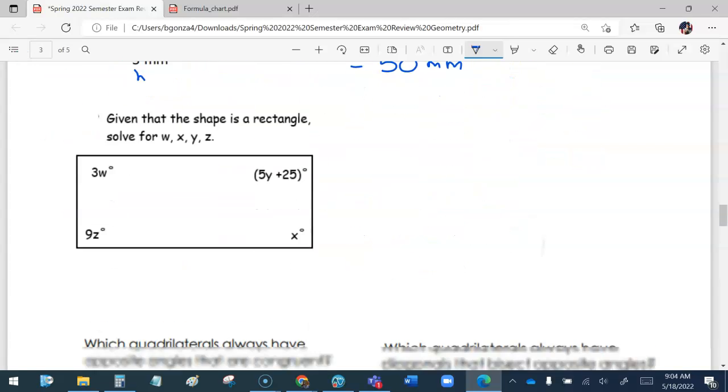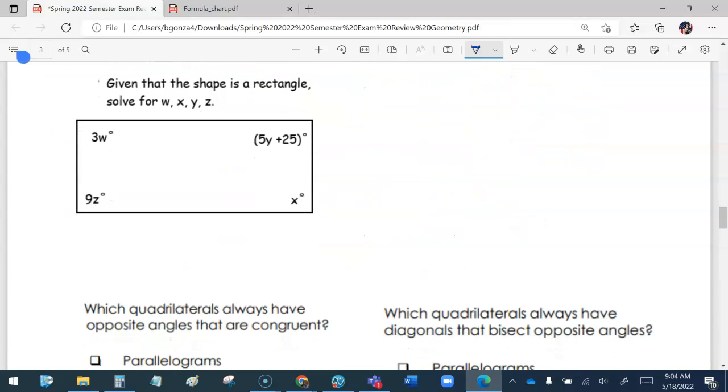All right, next one. Given the shape is a rectangle, well, what do I know about rectangle angles? They're all 90. Each of these can be set equal to 90. So let's start with x. Now, x is by itself. I know this is 90. X equals 90. Well, that's it.